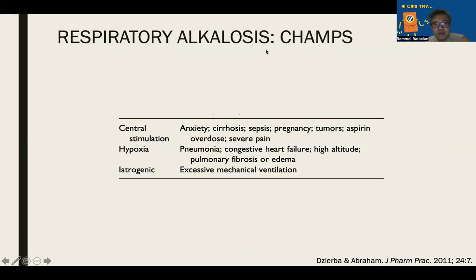How about respiratory alkalosis? CHAMP. So it's cirrhosis, heart failure, anxiety, mechanical ventilator. Sometimes the settings for the mechanical ventilator are already excessive and it's already causing decreased PCO2. P would be pneumonia, and S would be again sepsis. Those are the most common causes, but there are also other causes as well, as you can see here in this slide.